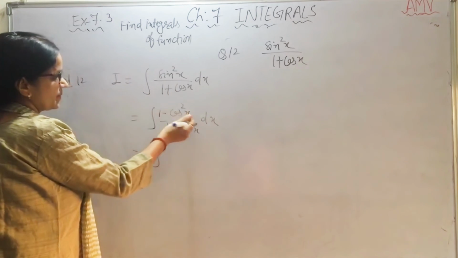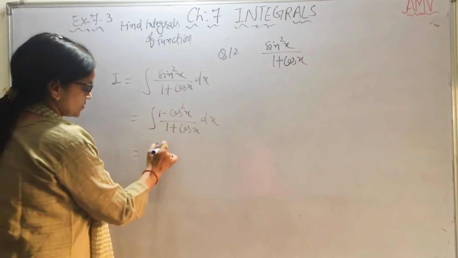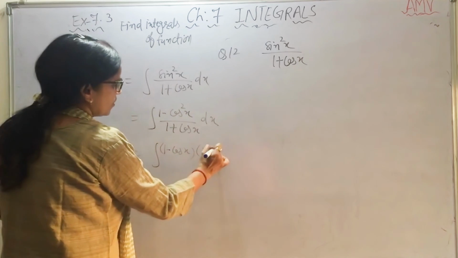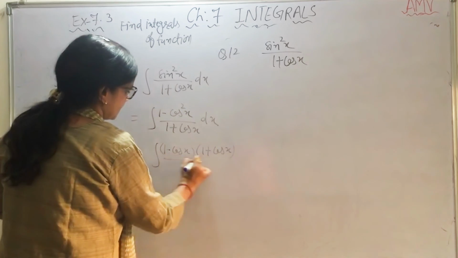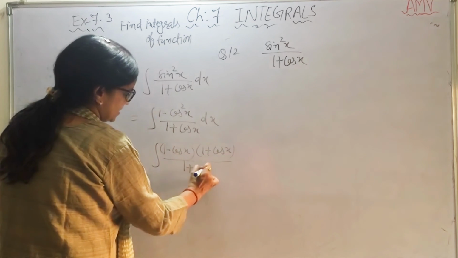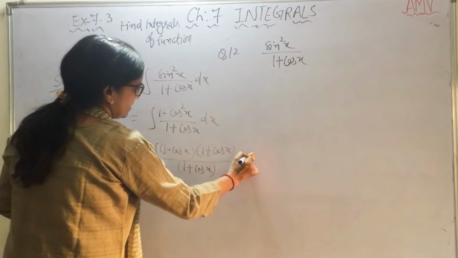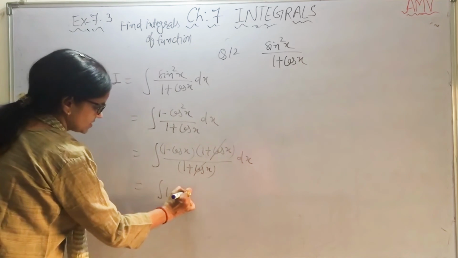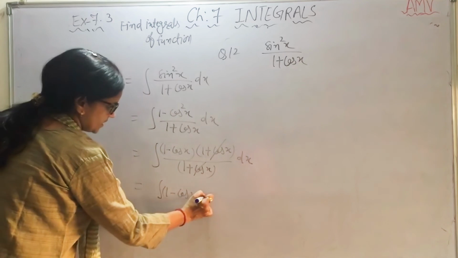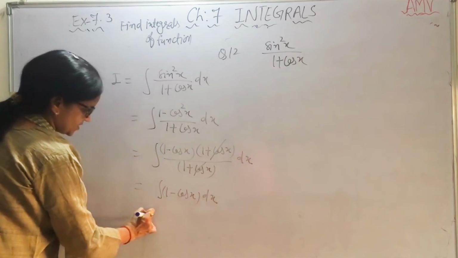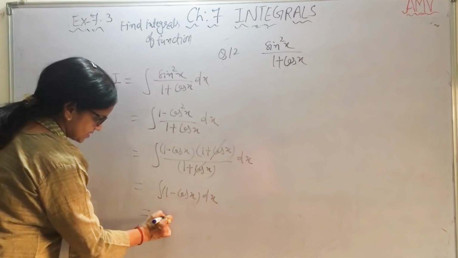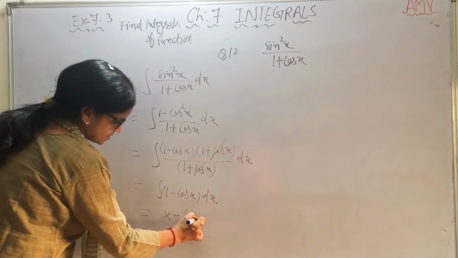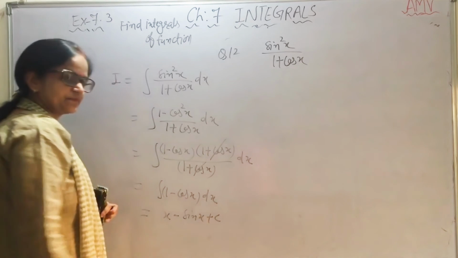Now apply the formula a square minus b square. So 1 minus cos x into 1 plus cos x. In the denominator it's 1 plus cos x, dx. This term will cancel. You will get 1 minus cos x dx. Now take the integration: the integral of 1 is x, minus the integral of cos x, which is sin x, plus c.